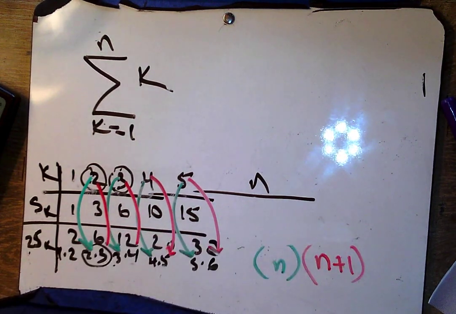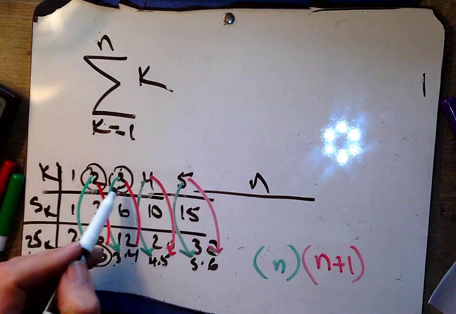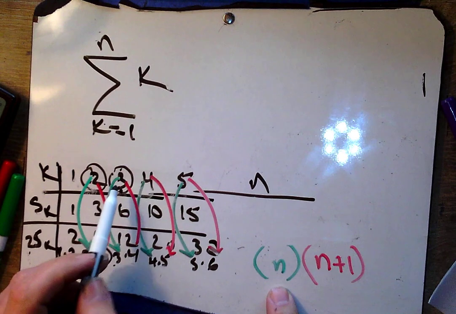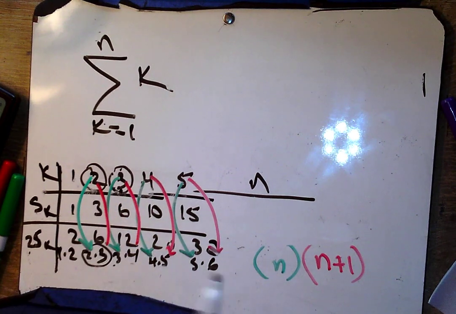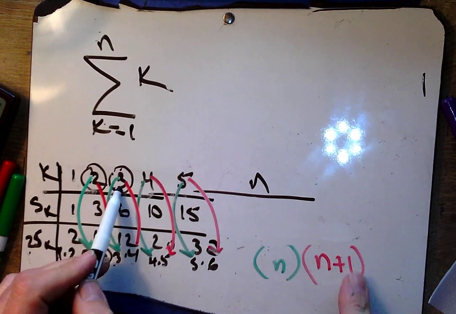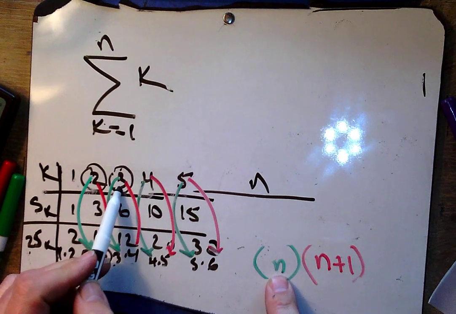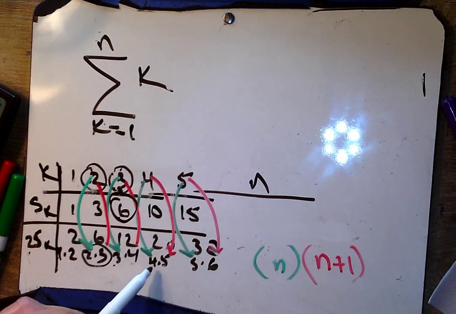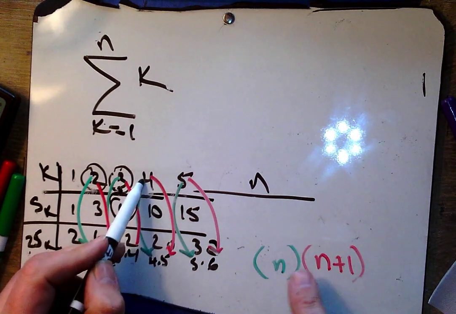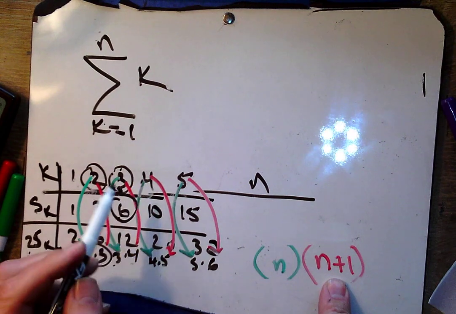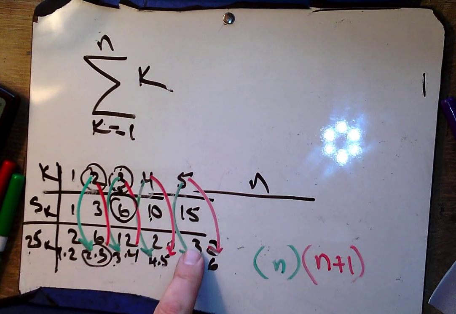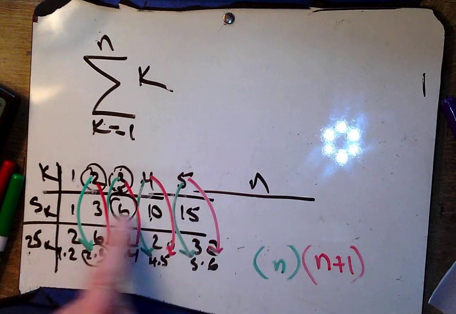So that's close. If I take my n value, I'm sorry, my k value of 3, 3 plus 1 is 4. 3 times 4 is 12. But I'm supposed to get 6. And if I plug in my 4, 4 plus 1 is 5. 4 times 5 is 20, but I'm supposed to get 10. So I'm getting these numbers, but I need these numbers.